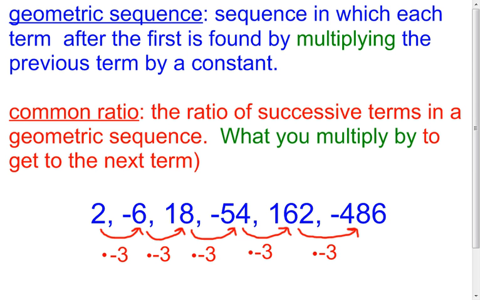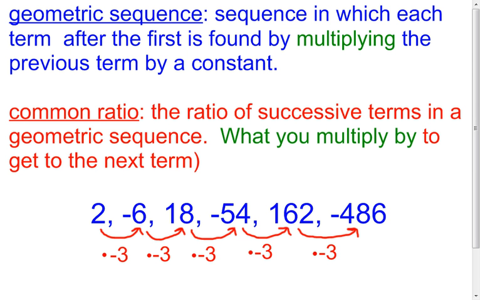Okay? And the thing that you are multiplying by when you get to the next term is what is called your common ratio. Okay, so here's an example of a geometric sequence. To get from 2 to -6 to positive 18 to -54, I would multiply by -3 every time. And so that means it's a geometric sequence because I am multiplying by the same number every single time.